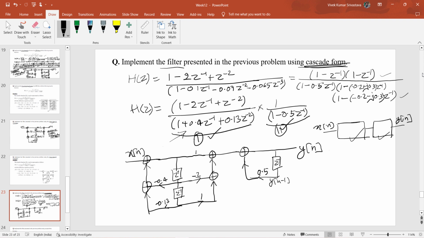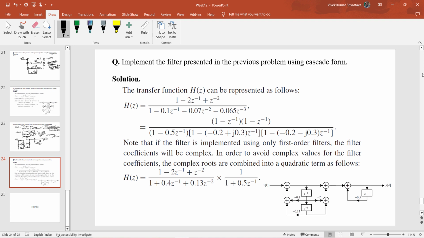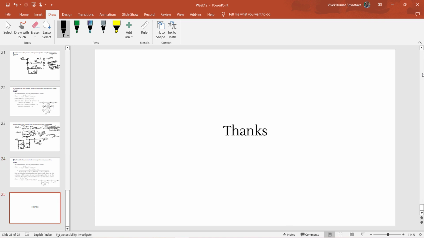That's how we can analyze any kind of filter by using these different realization techniques. Some of them we tried to cover here. So here is the solution of the problem that we have seen. This is the individual first part, and then this is the second part, and after connecting these two in series we get the cascade form. So this was the last problem, and thank you all for attending this session.